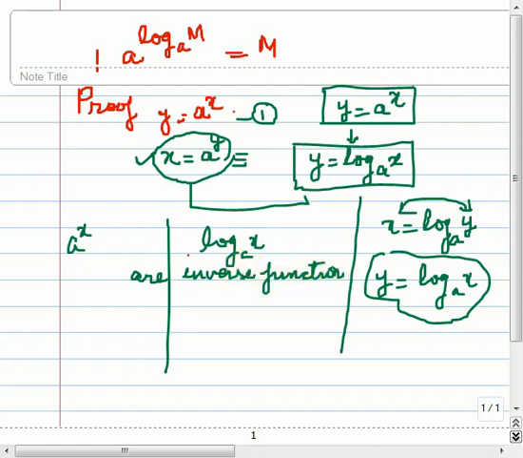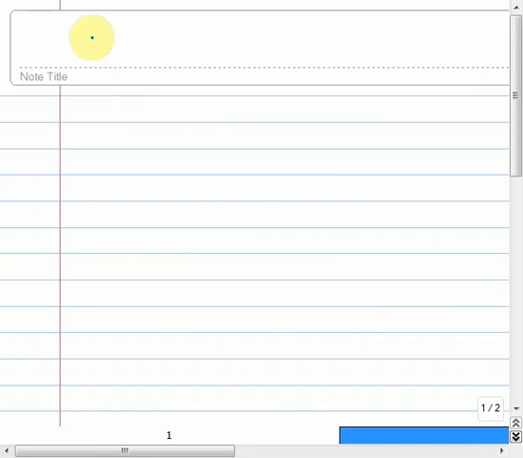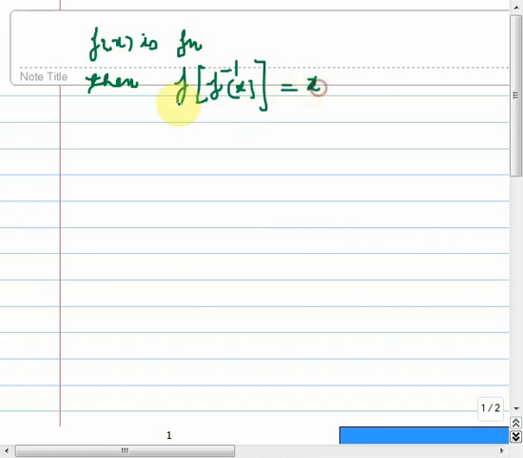Now we use a property of an inverse function. The property of inverse function is, suppose f(x) is a function, then as per the property of inverses, f of f inverse x is equal to x. Also, f inverse of f(x) is equal to x. This we have seen in the lecture on inverse functions in the playlist which I have prepared for foundation mathematics.